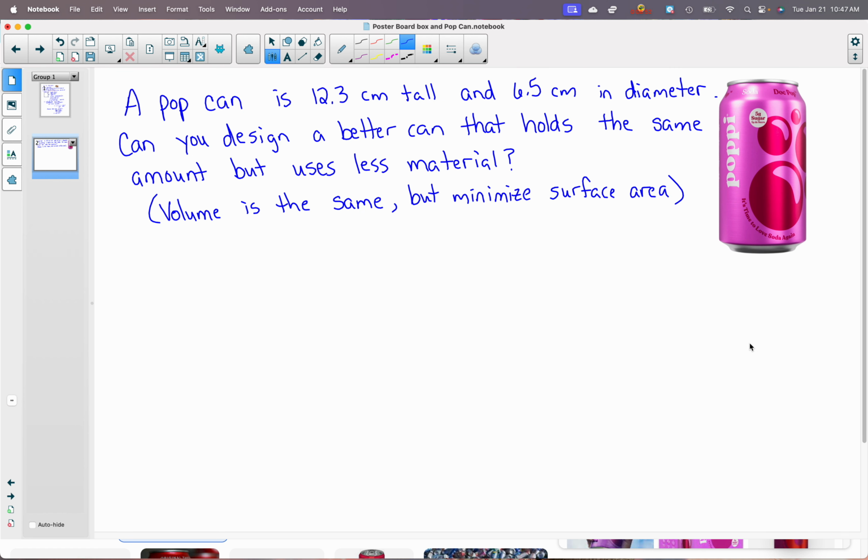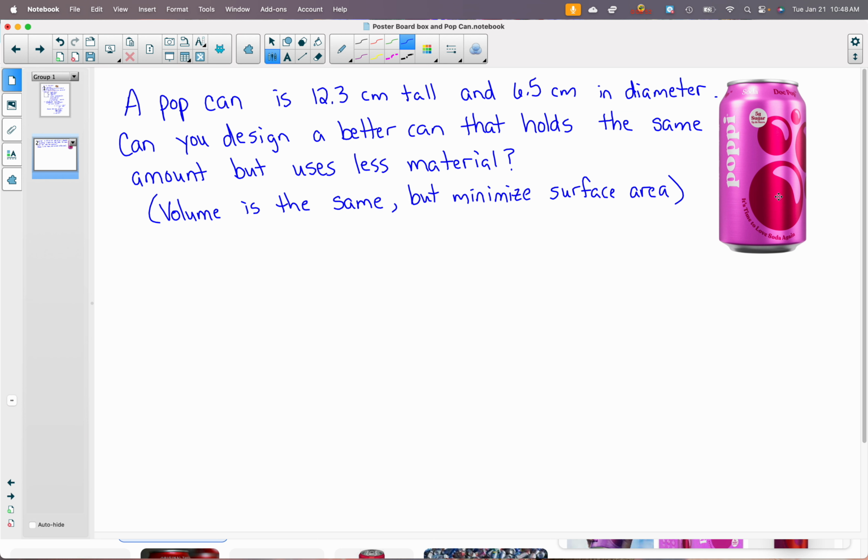For this next example, I have a pop can. Here's a picture of one. And my pop can, this is a standard pop can, is 12.3 centimeters tall and 6.5 centimeters in diameter. Now, it's not perfect because it has the little indentations there, but close. So the question: can you design a better can that holds the same amount but uses less material? That would be important if you were a business making pop cans. If you use less material, then theoretically that would cost less money to produce that can.